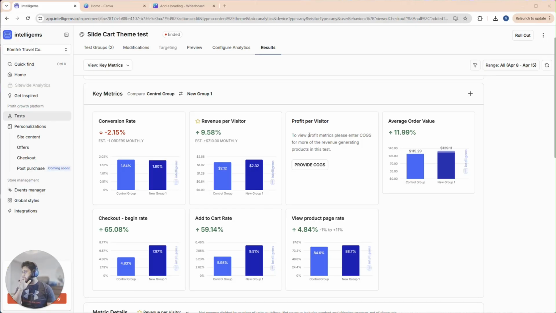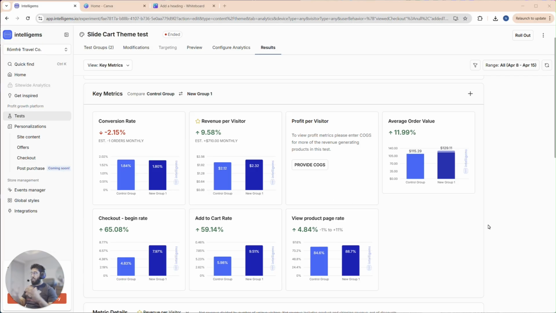Okay guys, so here is a real test that we actually ran on a client of ours on a real Shopify store, and you can see the metrics that we can see here. We've had a negative 2.15% dip in conversion rates, which traditionally is a bad thing, right? But we've had this 11.99%, basically a 12% increase in average order value, and our revenue per visitor has gone up by about 10% as well.